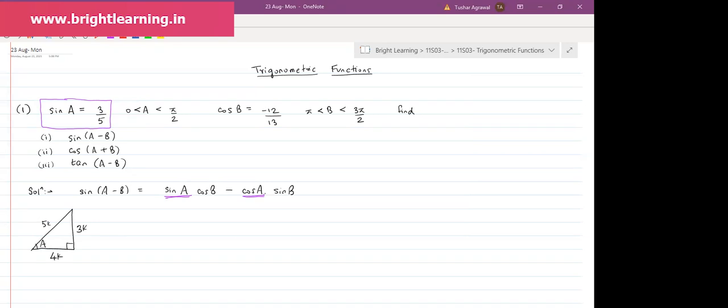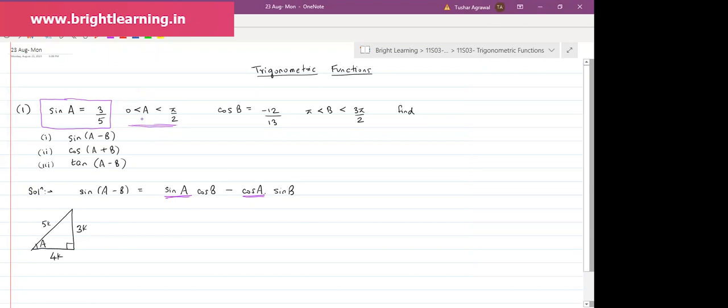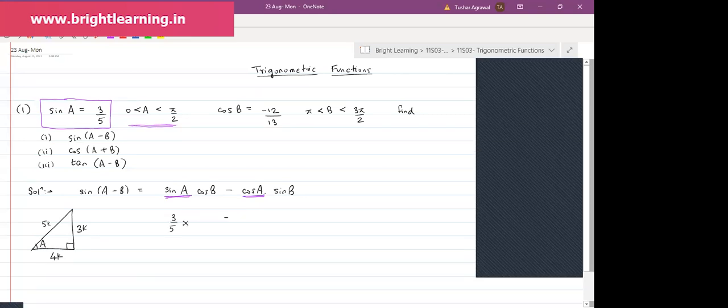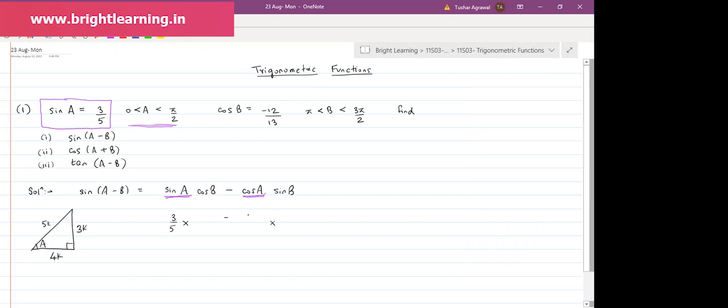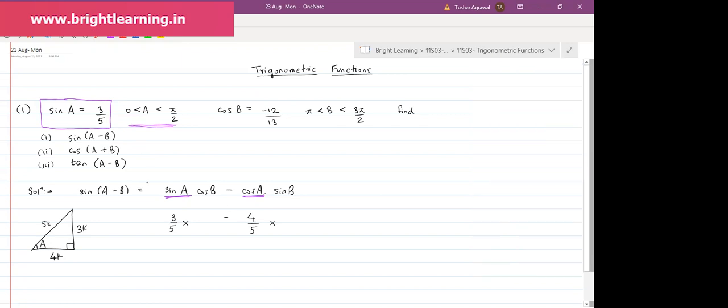The magnitude of cos A will be 4 upon 5, but we also have to check the sign of cos A. It is given that the angle A lies in the first quadrant, 0 to pi by 2. So cos A will be equal to 4 upon 5. Does everybody agree? So sine A is 3 upon 5, cos A is 4 upon 5, and the x coordinate is positive. I will have to substitute cos B and sin B.